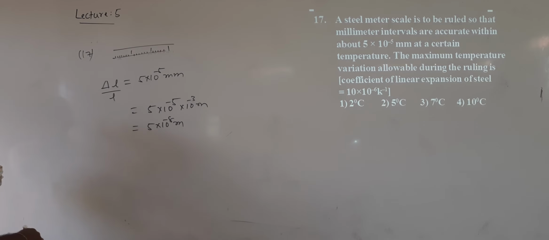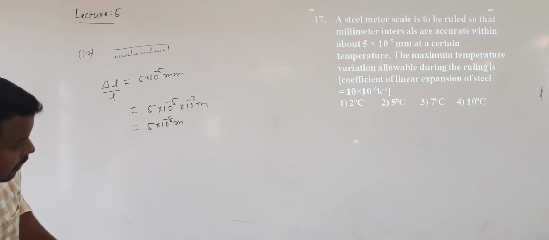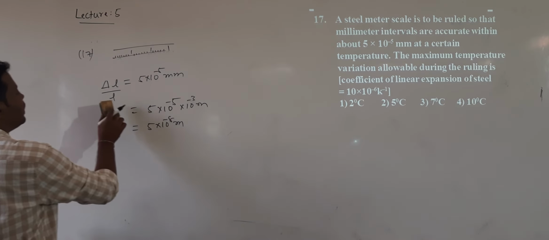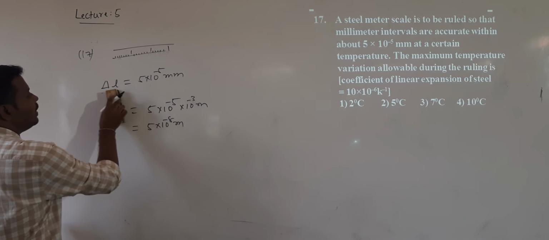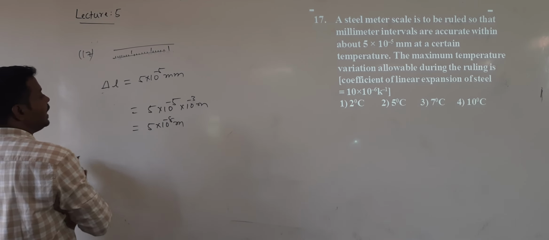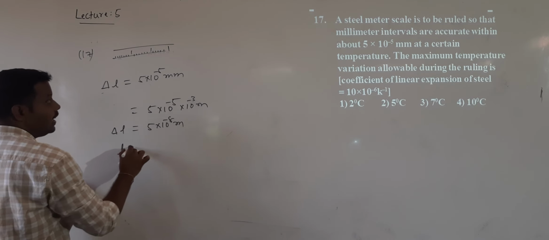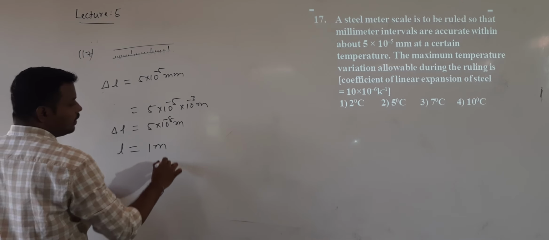This is the value of delta L. Delta L given now, so delta L given is for the steel meter scale. This is only delta L, because delta L by L has no units. So that is delta L. L value is given as 1 meter.